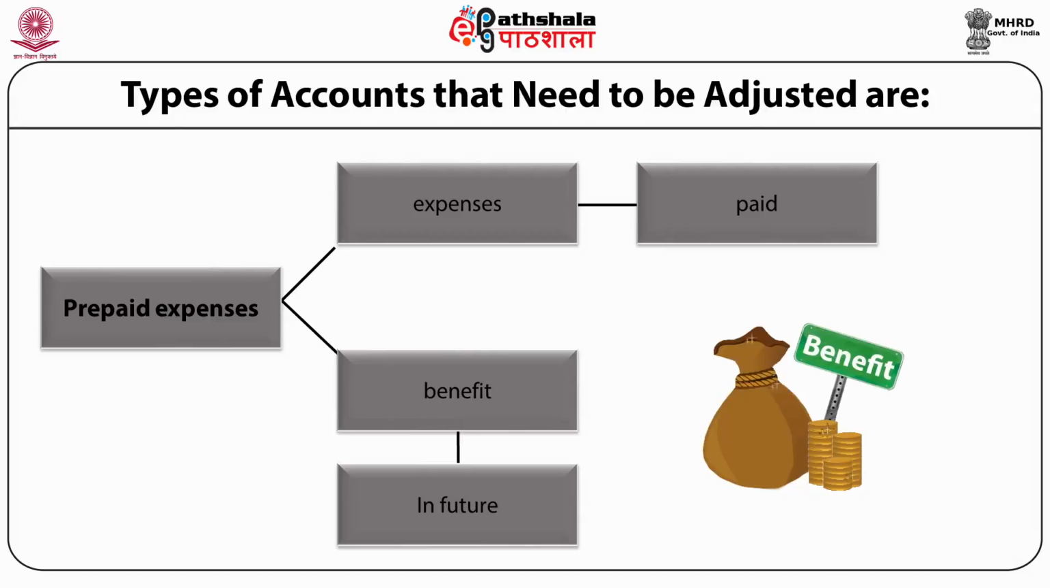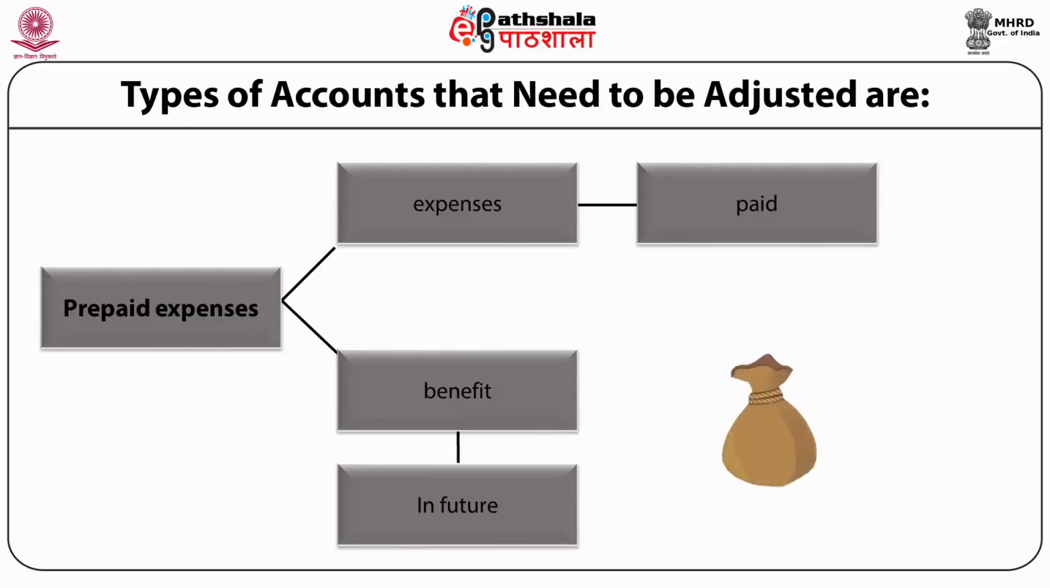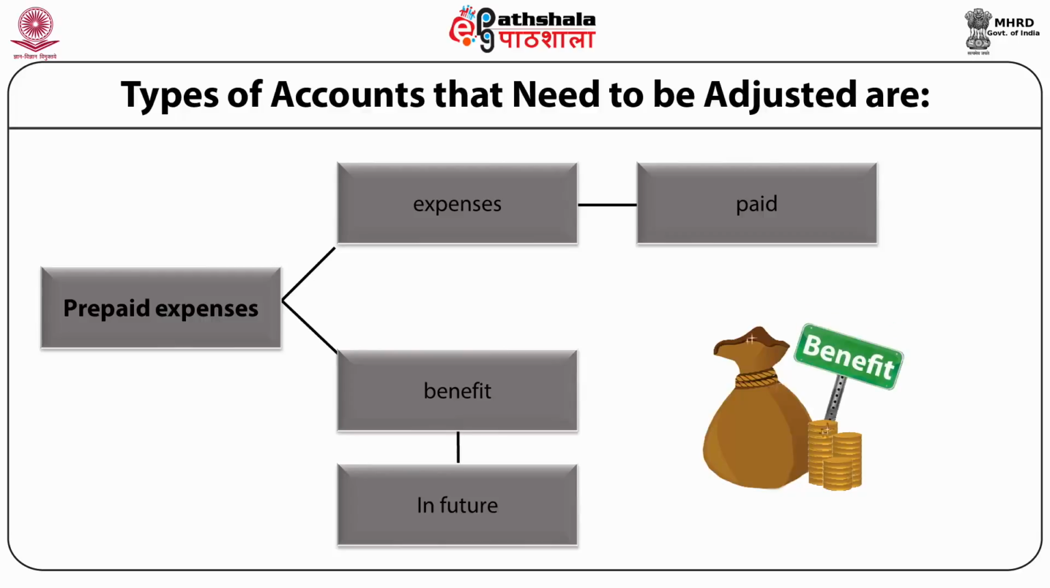That's why these expenses are shown on the asset side of the balance sheet, whereas while preparing the profit and loss account, these expenses are deducted from the relevant expenses on the debit side of the profit and loss or trading account. For example, wages prepaid will be deducted from the wages on the debit side of the trading account, whereas salary prepaid will be deducted from the salary on the debit side of the profit and loss account.